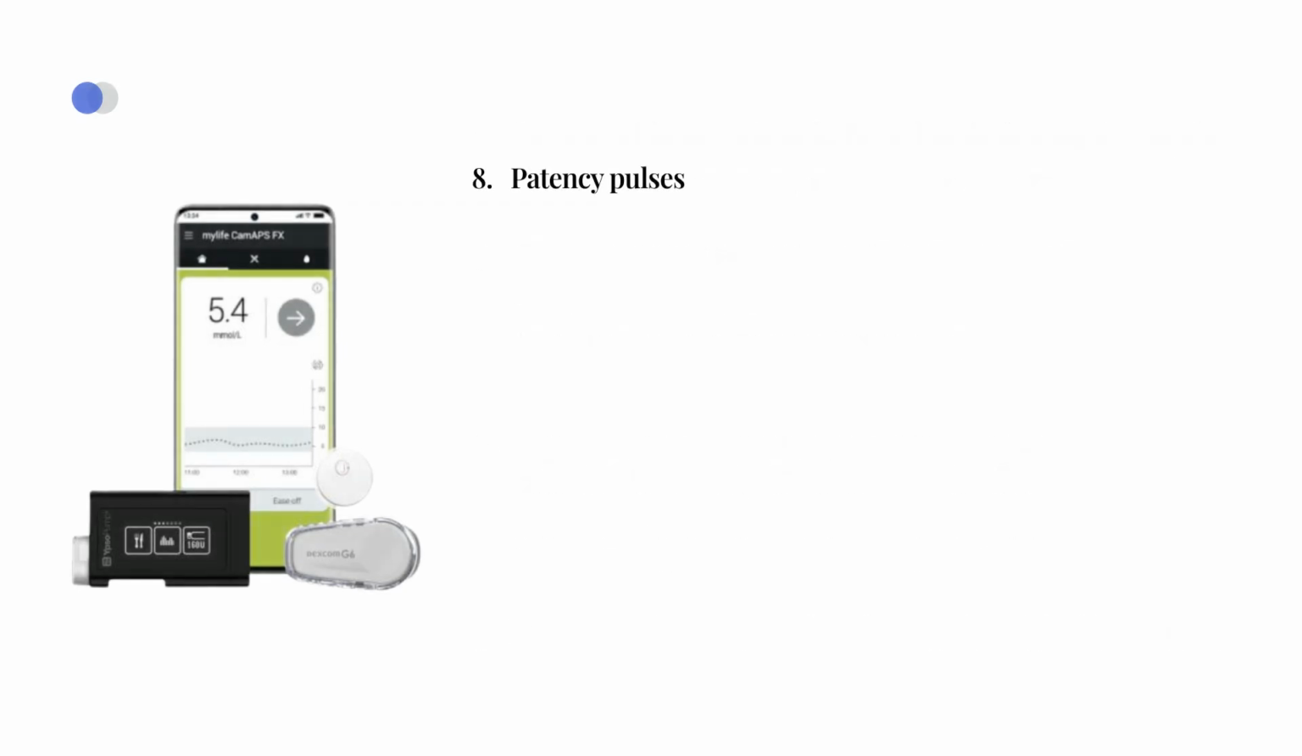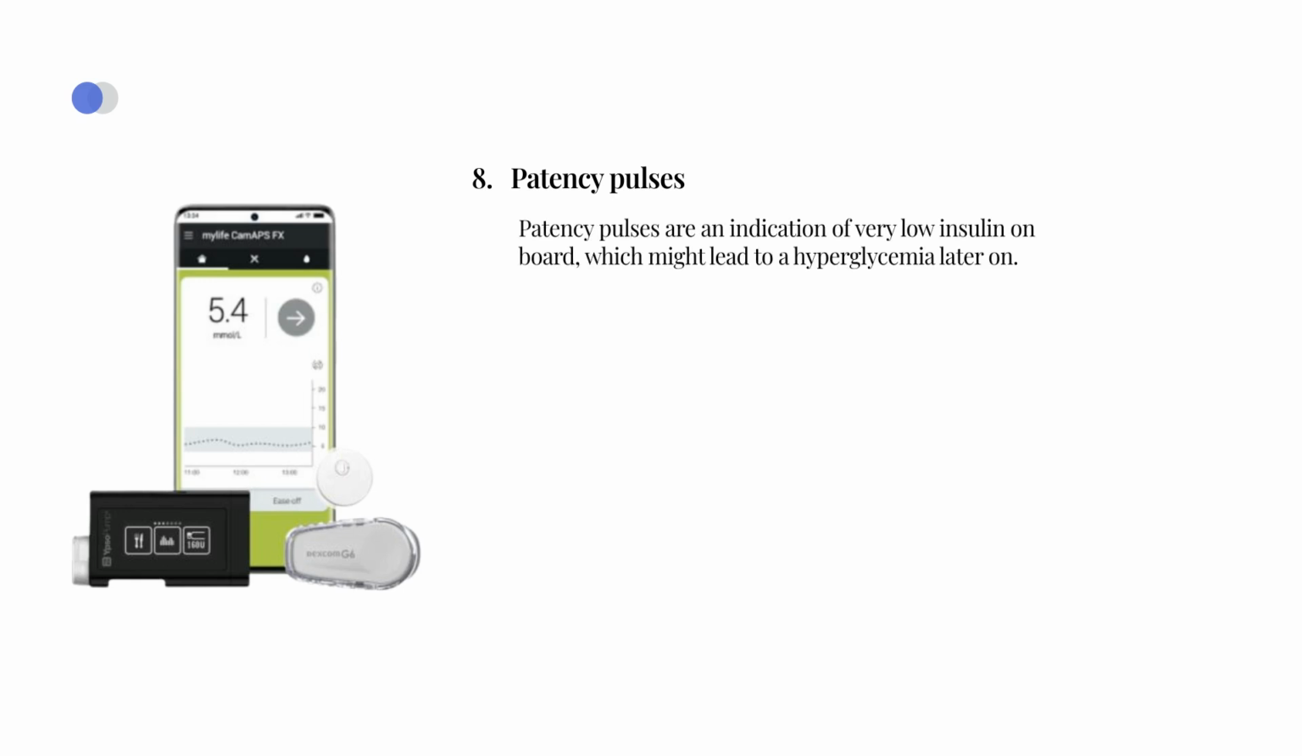8. When there is no basal rate, the system will give very small insulin boluses or patency pulses to keep the tubing open. These patency pulses are an indication of a very low insulin on board, which might lead to a hypoglycemia later on.